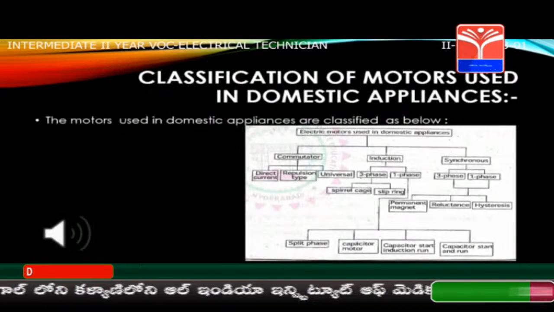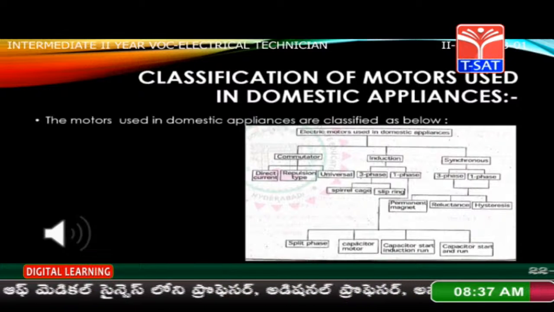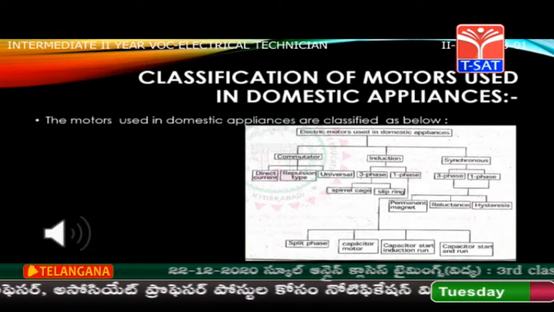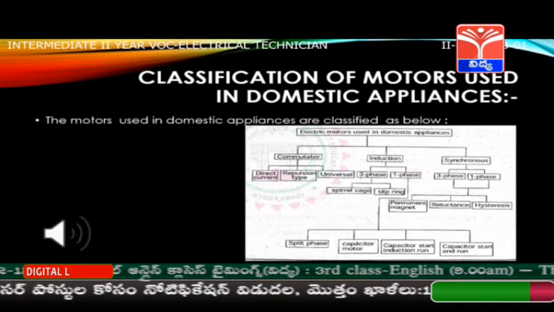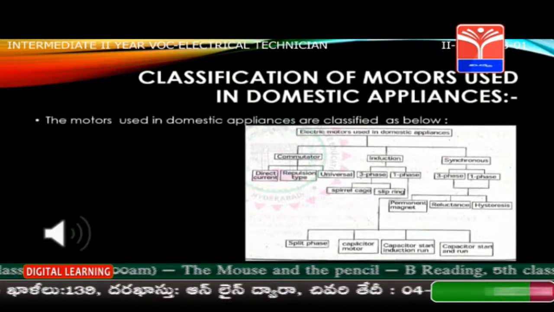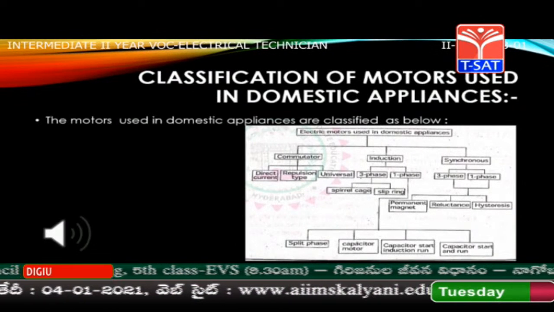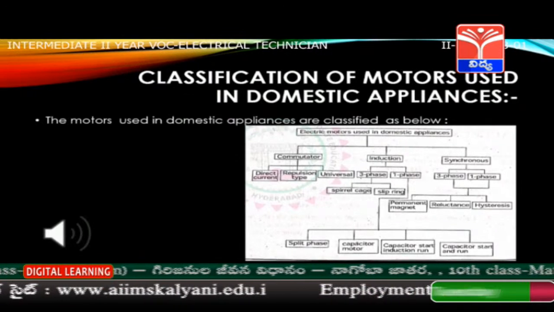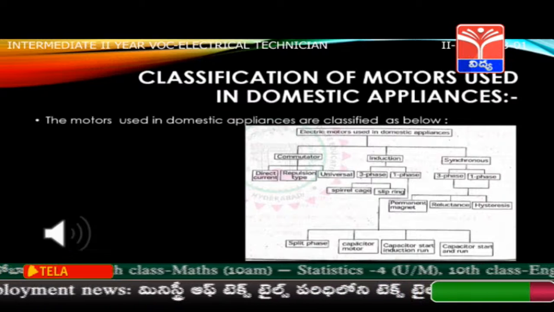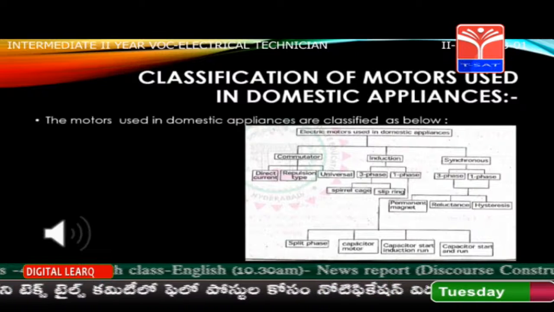Classification of motors used in domestic appliances. 1. Commutator motors, subdivided into direct current motor, repulsion type motor, universal type motor. And induction type motors, subdivided into three-phase induction motors, single-phase induction motors. Three-phase also divided into squirrel cage, slip ring.